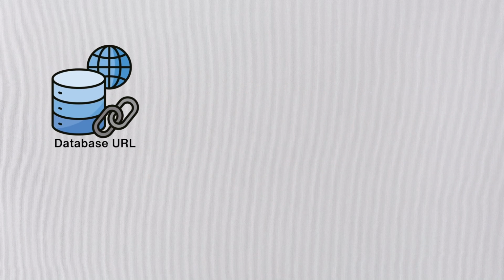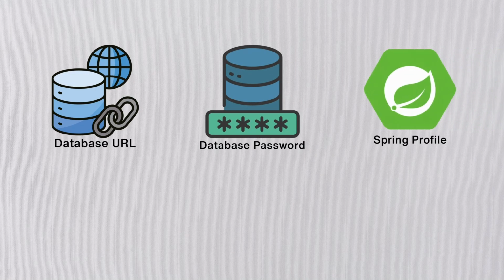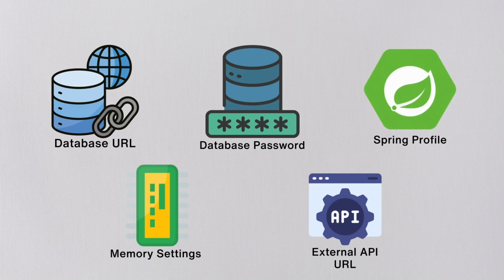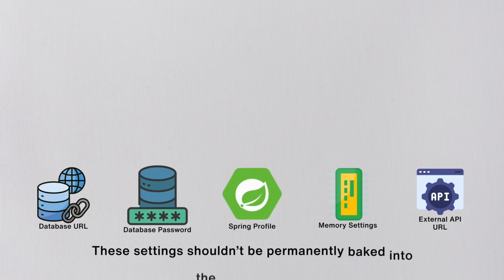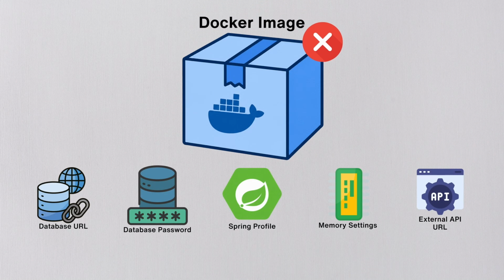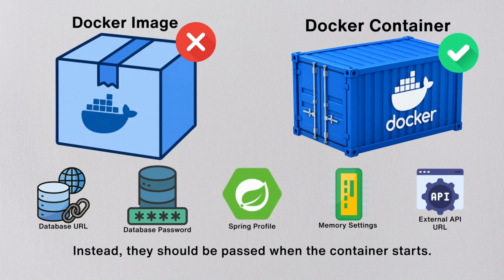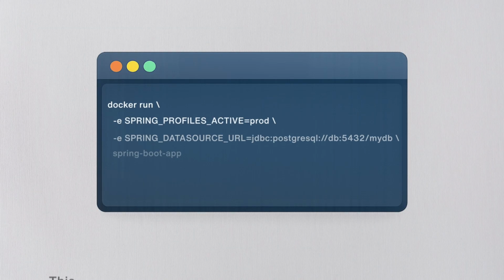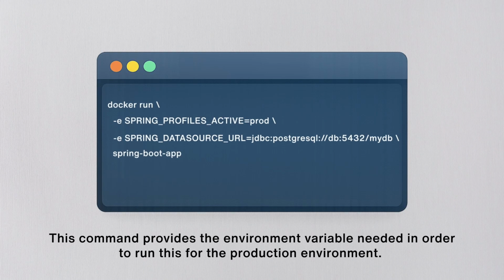For example, database URL, password, Spring profile, external API URLs, memory settings. These settings shouldn't be baked permanently into the image. So instead, they should be passed when the container starts. For example, this command provides the environment variable needed in order to run this for the production environment.